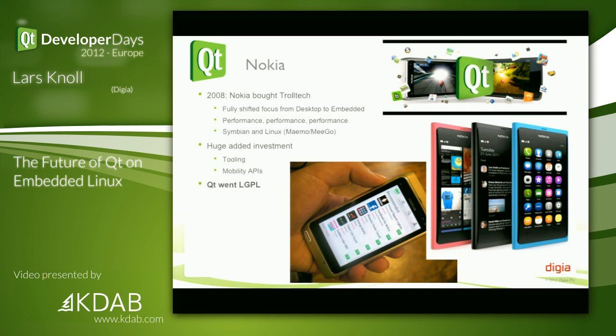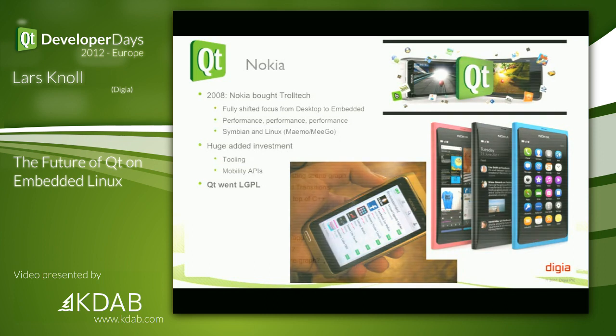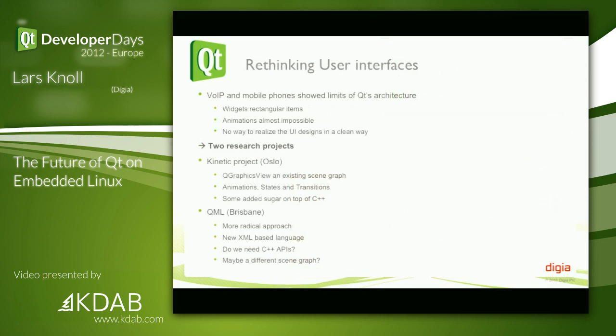So you know many of these things, but the one thing we also got into there was really, damn it, how do we solve our user experience? Because the Qt widgets were really not delivering what we needed them to deliver. So we did the rethinking. We had that problem really, that VoIP and mobile phones were showing the limits of the Qt architecture.